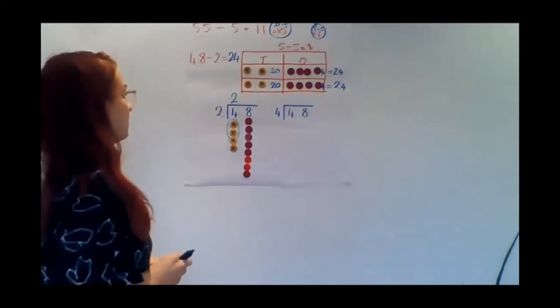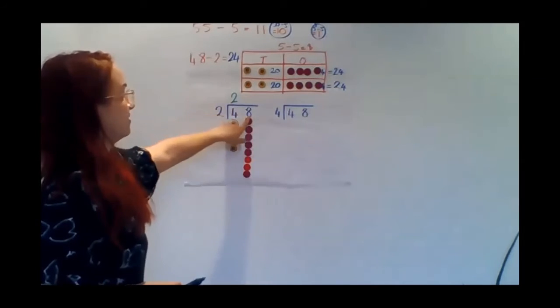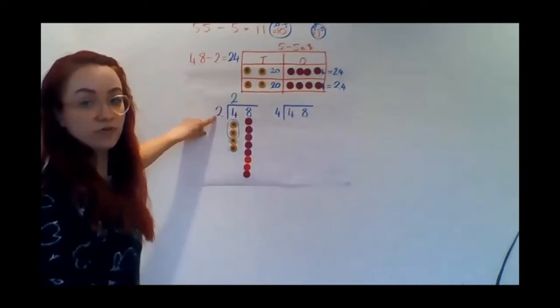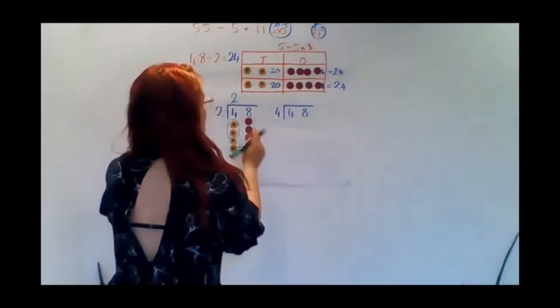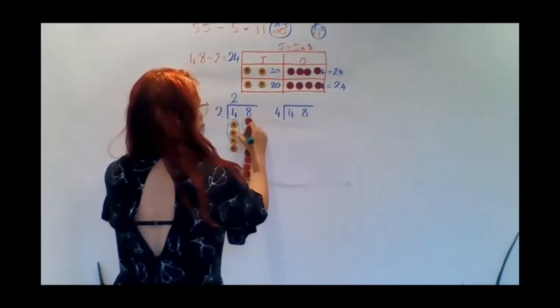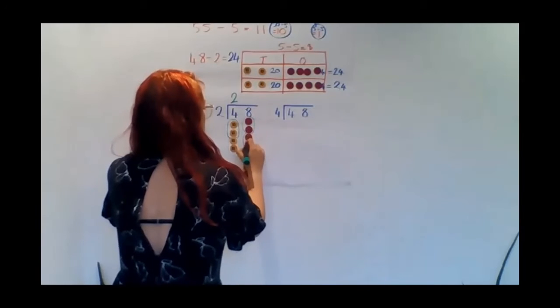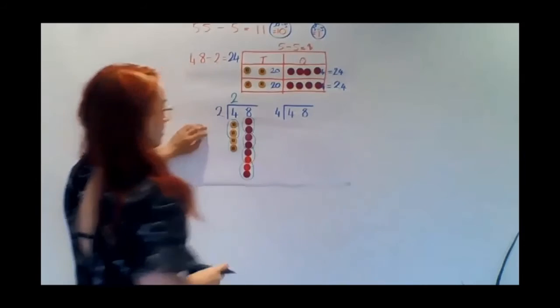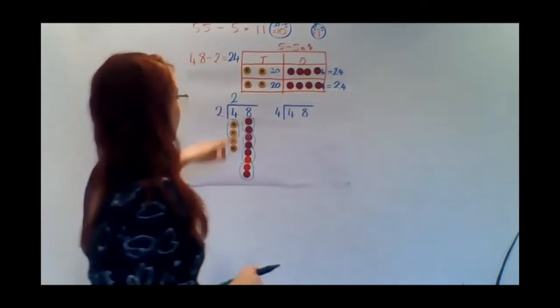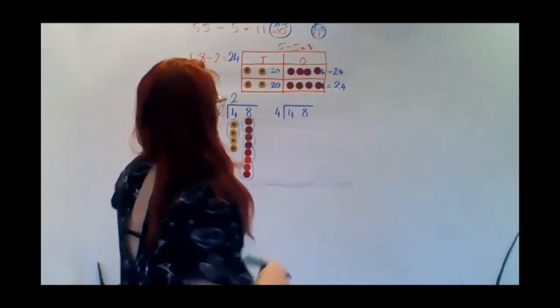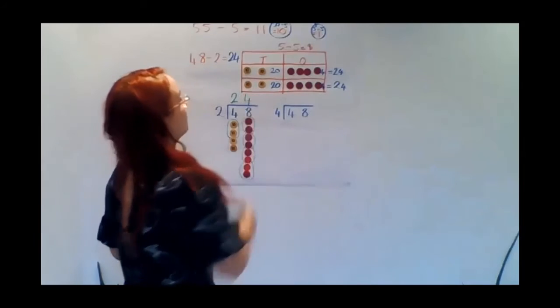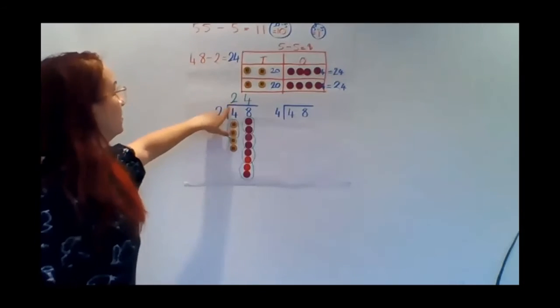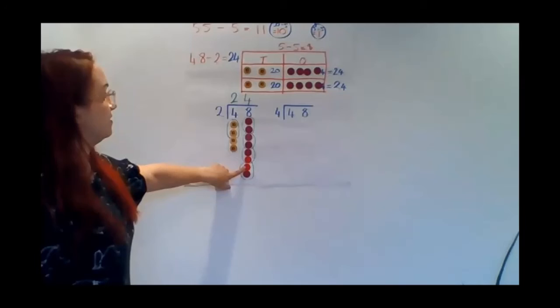Next one we're going to do the same. We're going to divide it into groups of 2, because that's the number we want here. 1, 2. 1, 2. 1, 2. And 1, 2. And I just need to count the groups here. 1, 2, 3, 4 groups. So it's the same thing. We've got the same answer here, haven't we? We've got 48 divided by 2 is 24.